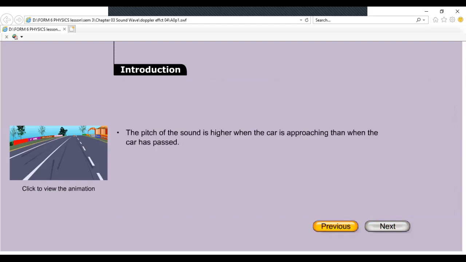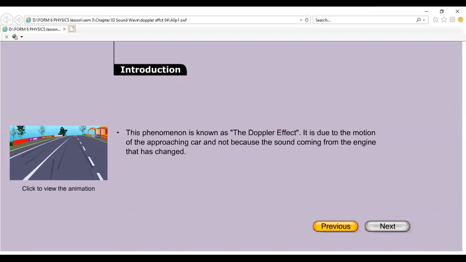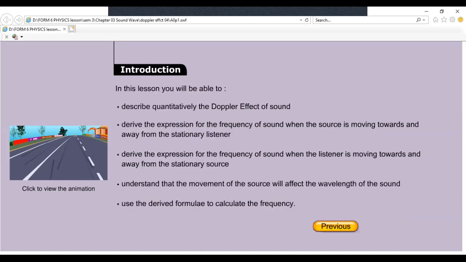The pitch of the sound, this means that the frequency of the sound, is higher when the car is approaching than when the car has passed. This phenomenon is known as the Doppler effect. It's due to the motion of the approaching car and not because the sound coming from the engine has changed. So these are the objectives of this lesson.